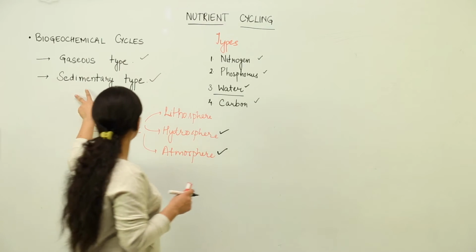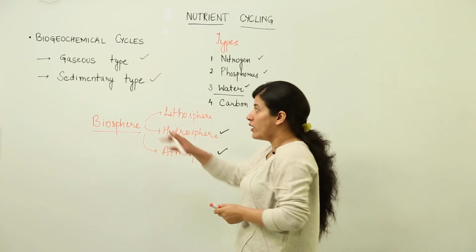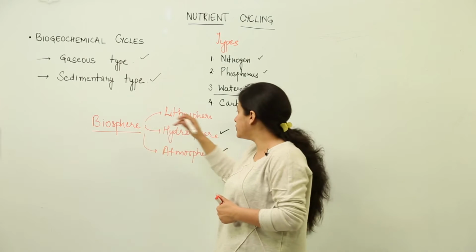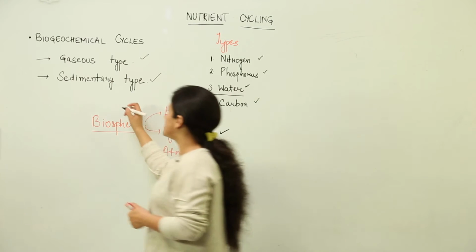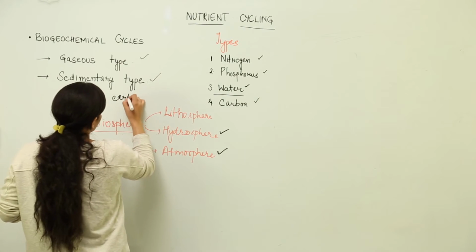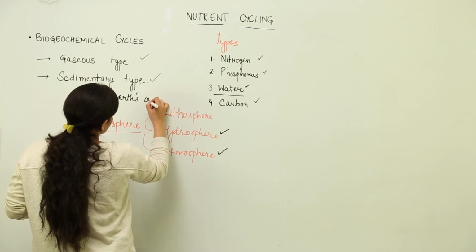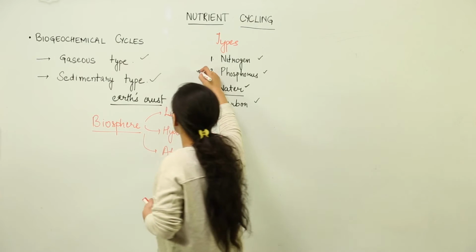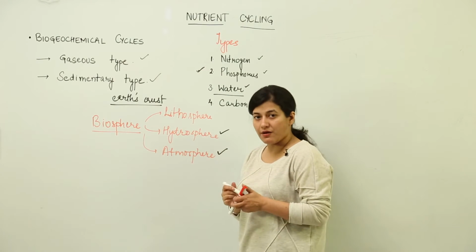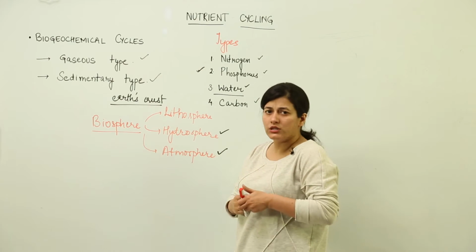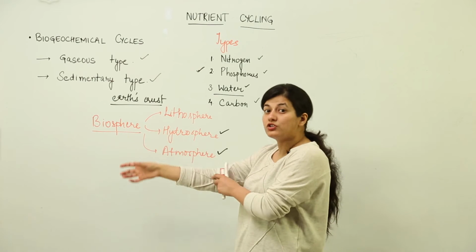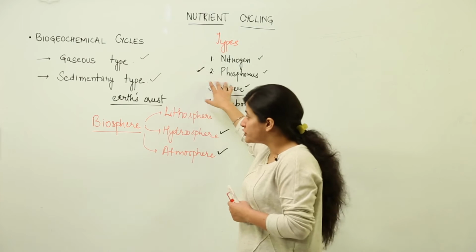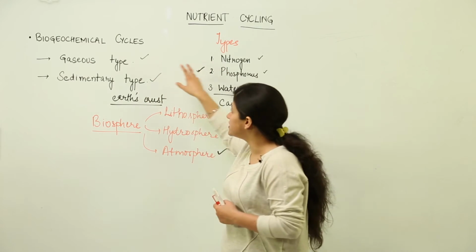Then we have another type, that is the sedimentary type, where the entire source, if not entirely, most of the source would be present in the Earth's crust. Alright, the nutrient's main source would be the Earth's crust. Supposedly, I am talking about phosphorus. You don't find phosphorus in air, you don't find phosphorus in water. All you are going to find is phosphorus-rich rocks. So basically, phosphorus is the sedimentary type, and nitrogen is the gaseous type.